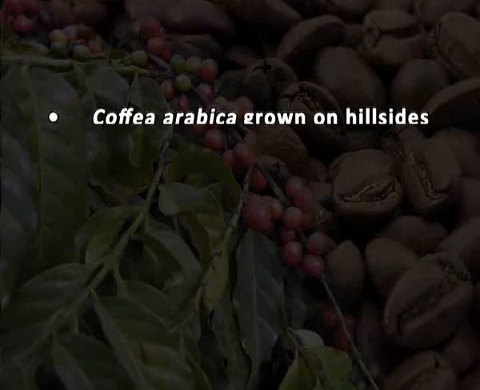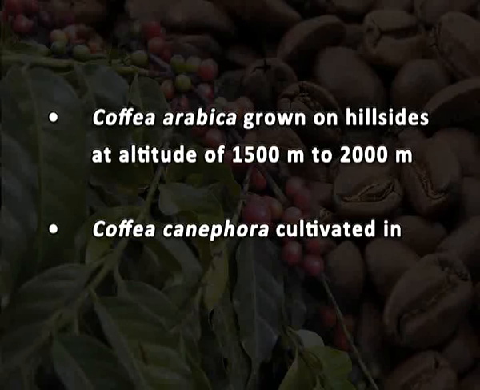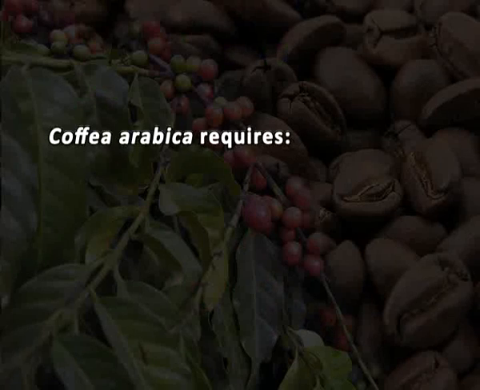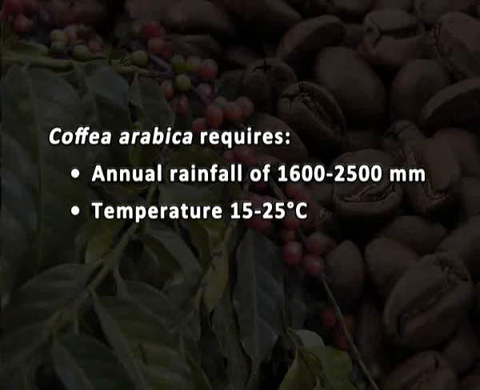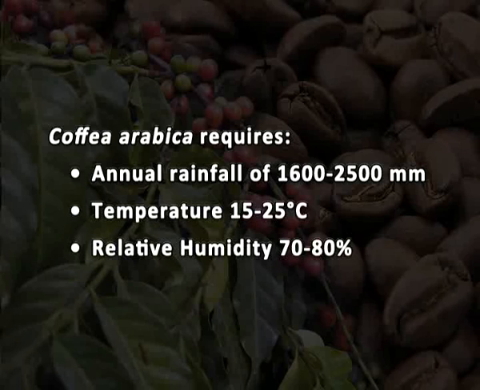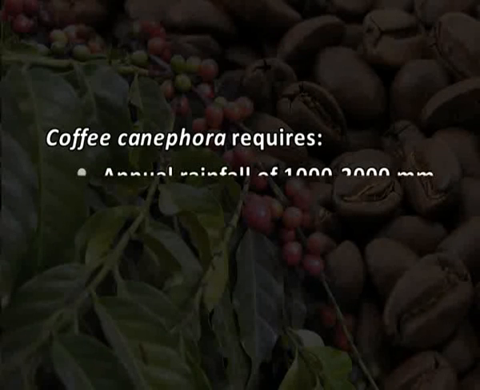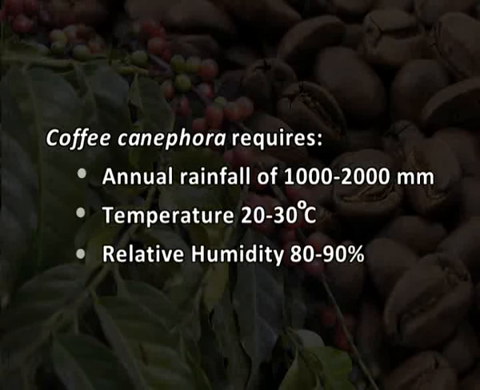Coffea arabica is grown on hillsides at an altitude of 1500 to 2000 meters. However, Coffea canephora is cultivated in lower altitudes and warmer climates, where Coffea arabica does not thrive. Coffea arabica requires annual rainfall of about 1600 to 2500 millimeters, temperature 15 to 25 degrees Celsius, and relative humidity about 70 to 80%, while Coffea canephora requires annual rainfall of about 1000 to 2000 millimeters and temperature 20 to 30 degrees Celsius, while relative humidity about 80 to 90%.